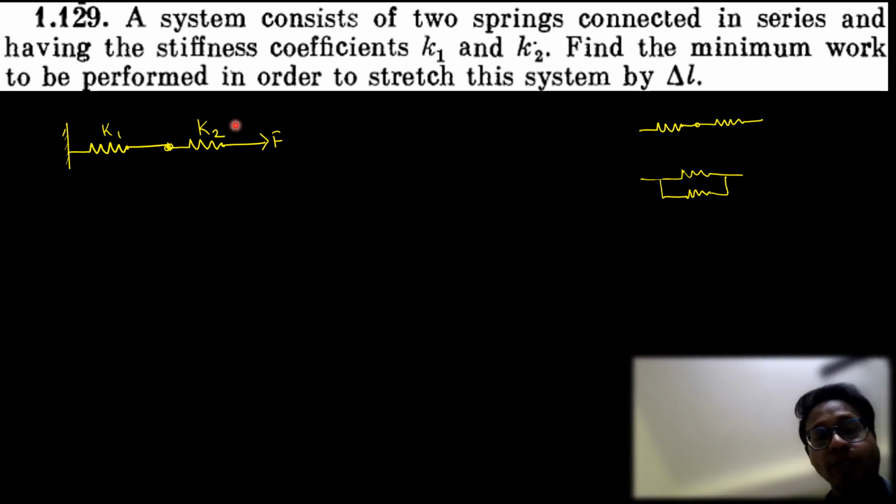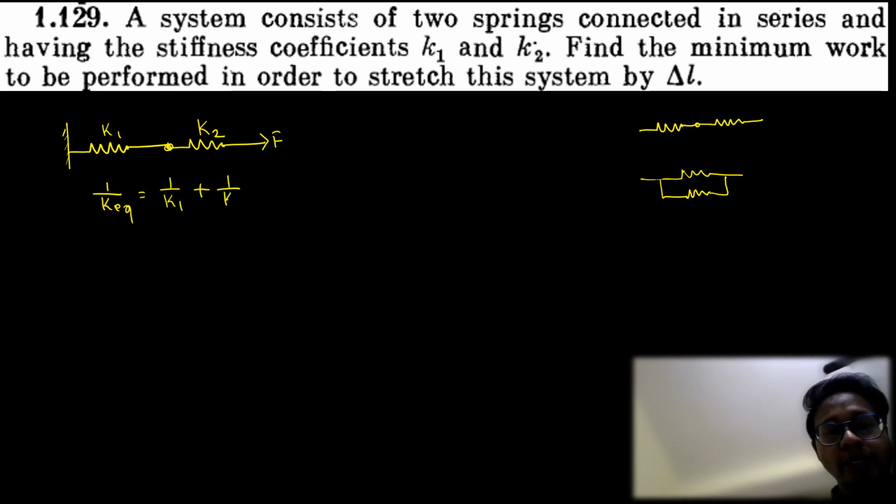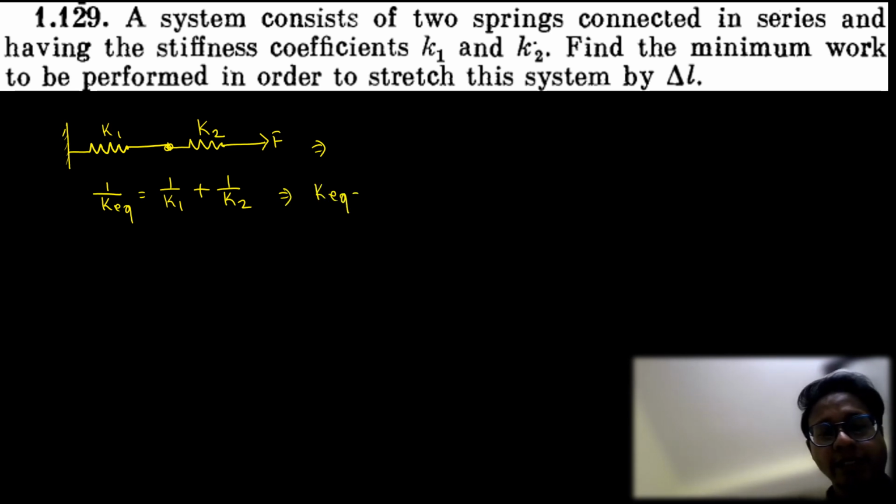You do the exact opposite for springs. If they are connected in series, 1 by K equivalent is equal to 1 by K1 plus 1 by K2, and if they are connected in parallel, K equivalent is equal to K1 plus K2. So here the equivalent spring would be 1 by K equivalent; you just take the LCM, K2 goes here, K1 goes here, K1 plus K2 divided by K1 K2. So 1 by K equivalent is equal to this entire value.